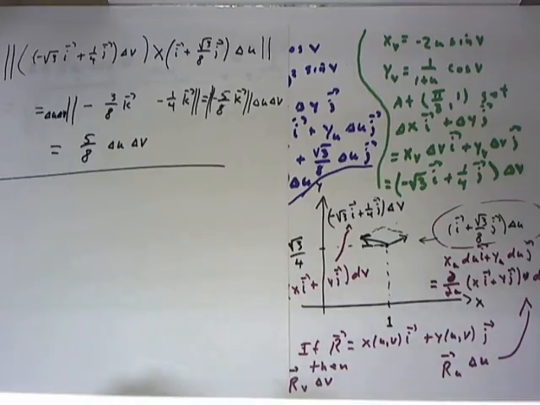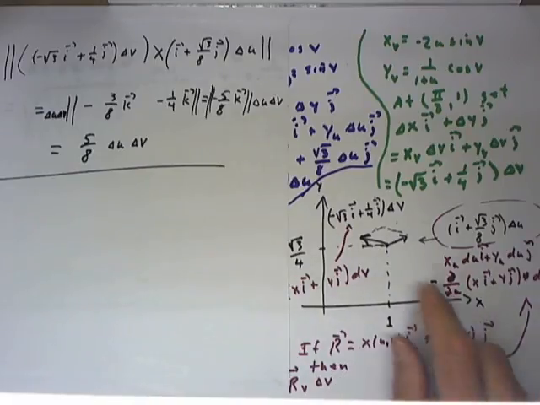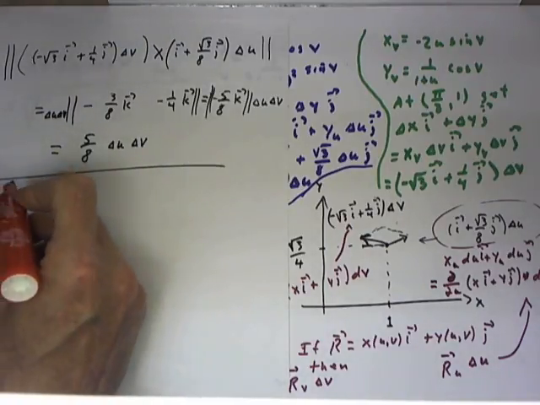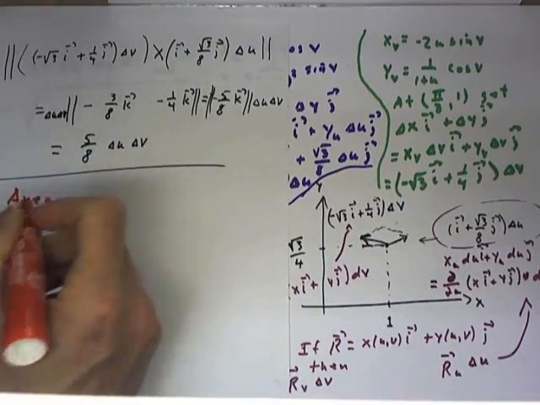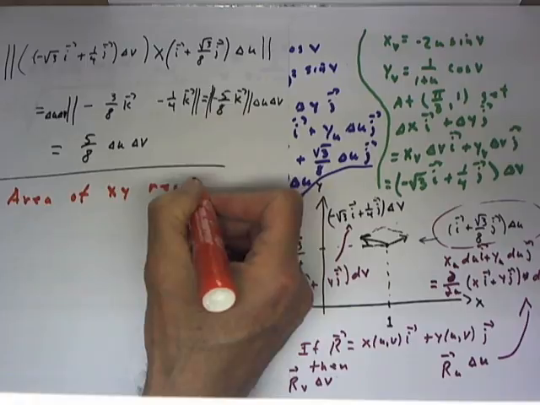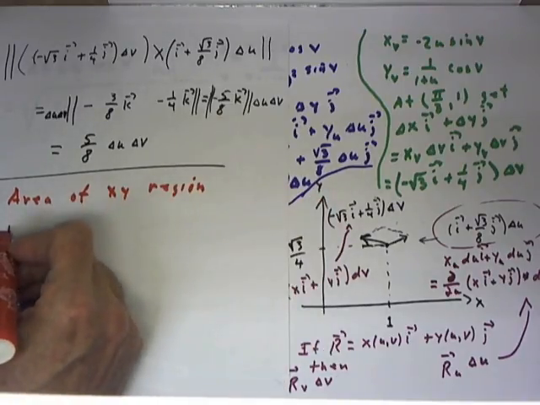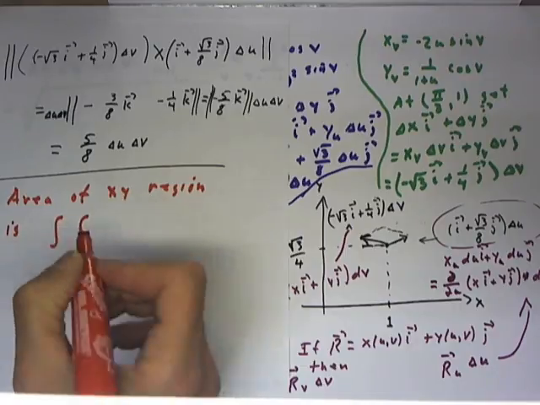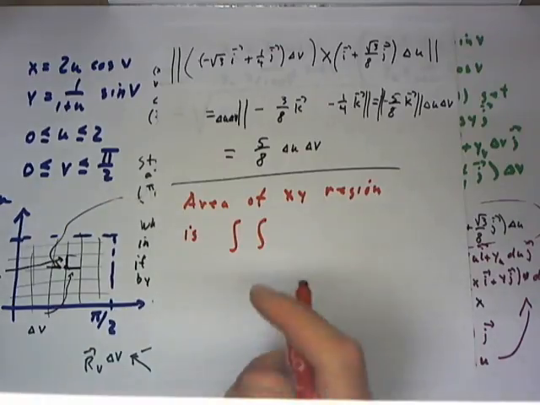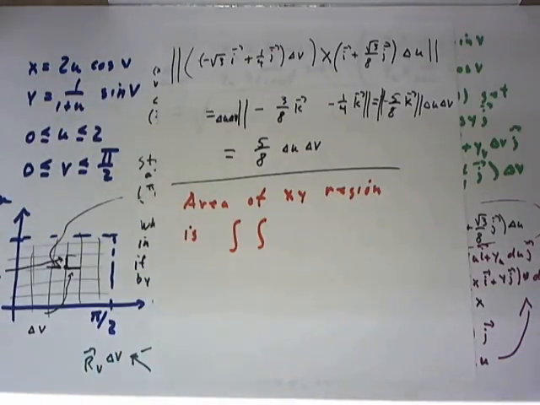If we have a region in the uv plane, then that could dictate the curves that bound the region in the xy plane, and we can calculate based on that original uv region. And we can say that the area of the xy region is the double integral over the uv region. Now remember, the uv region had u going from 0 to 2, v from 0 to pi over 2.